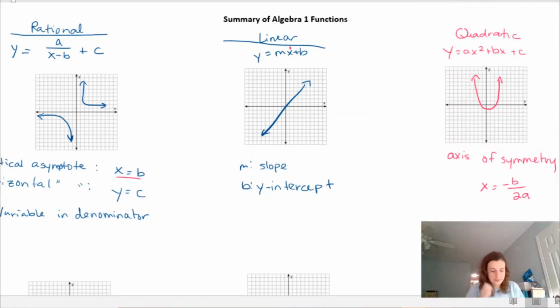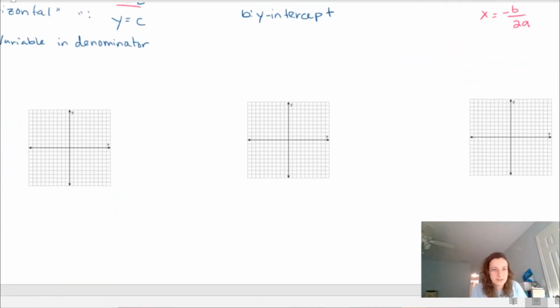So quadratic function here, y is equal to ax squared plus bx plus c, produces this parabola shape with your axis of symmetry at x is equal to negative b over 2a. And so let's scroll down and continue. We also learned, let's choose green now, about exponential functions next.